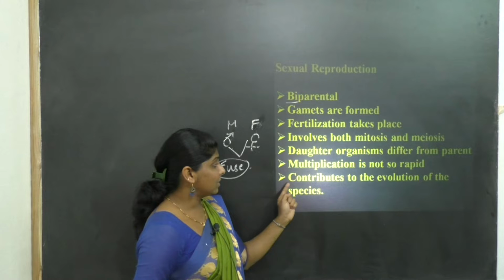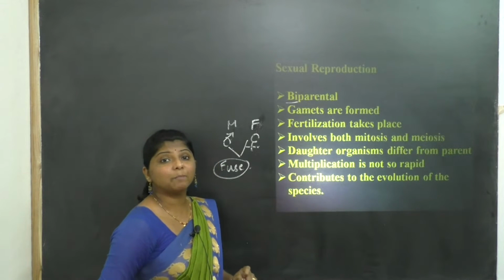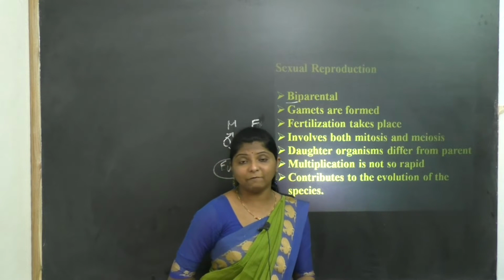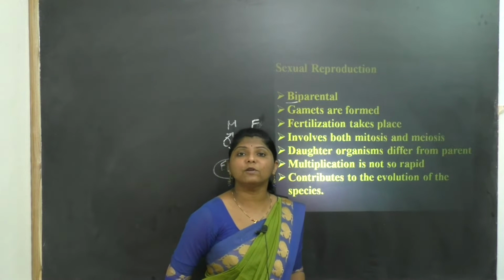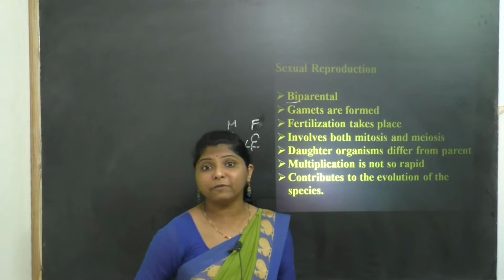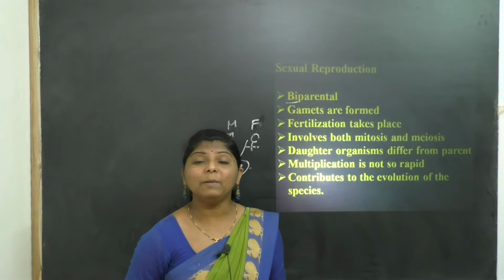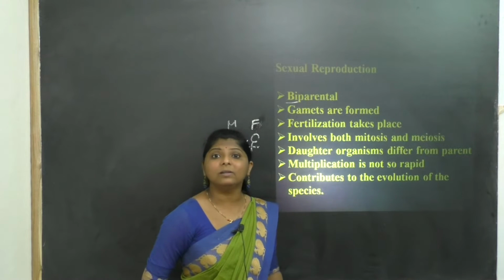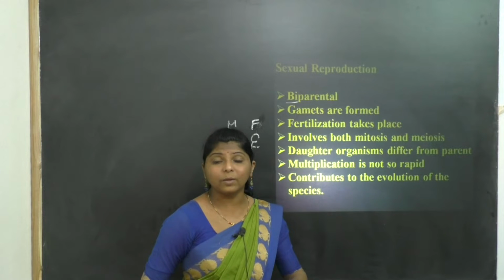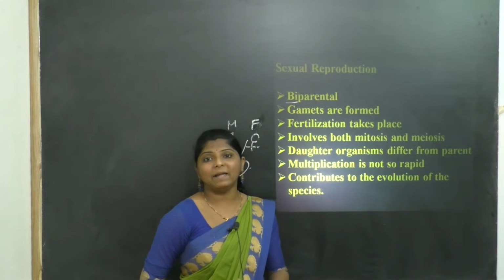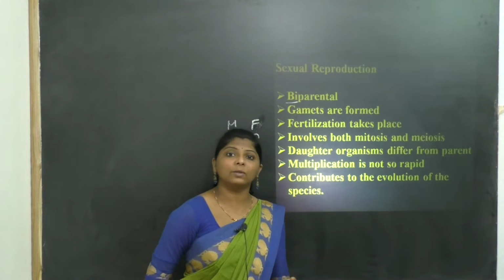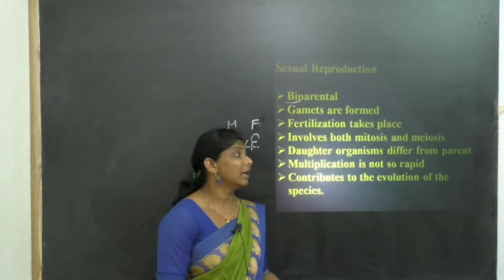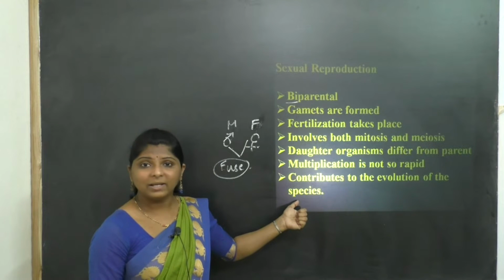This is the last point, that sexual reproduction contributes to the evolution of the species. I have told you, since there is fusion of gametes derived from different parents, there will be variation among organisms and among the offspring, and variation among the offspring contributes to evolution. Since one offspring is very different from another, in many ways there might be evolution, so it contributes to evolution.